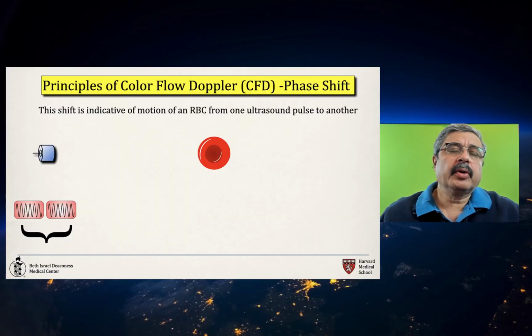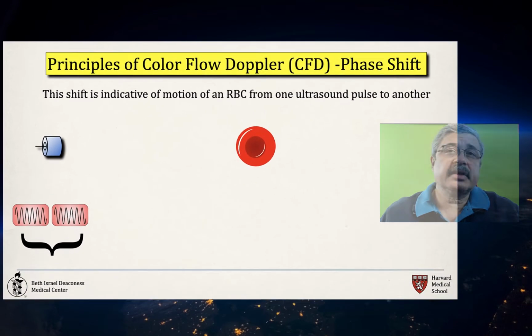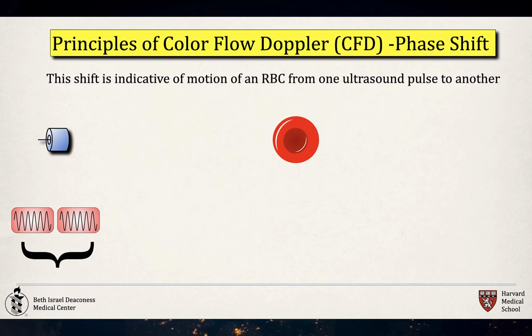One of the most important concepts to appreciate to understand the principles of color flow Doppler is the concept of phase shift. This shift is indicative of the motion of an RBC from one ultrasound pulse to another, and the distance that RBC travels over time is directly proportional to the velocity and hence the Doppler shift. For example, if a transducer is interrogating this red blood cell, a pulse is sent out which gives information about the position of an RBC.